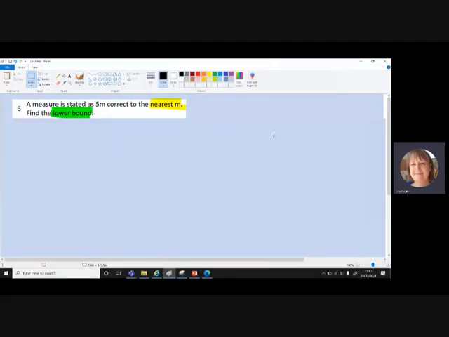So, question 6. A measure is stated as 5 meters correct to the nearest meter. Find the lower bound. Okay, you can see here that I've highlighted two key parts of this question, one being the nearest meter and one being the lower bound. But then there is obviously another fact here I haven't yet circled, so there you go. Right, so there are the three parts that we're going to actually use for this question. The measure is stated as 5 meters, so let's pop that piece of information in the middle. Okay, and it's correct to the nearest meter.